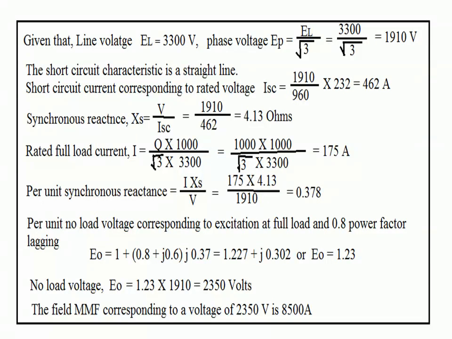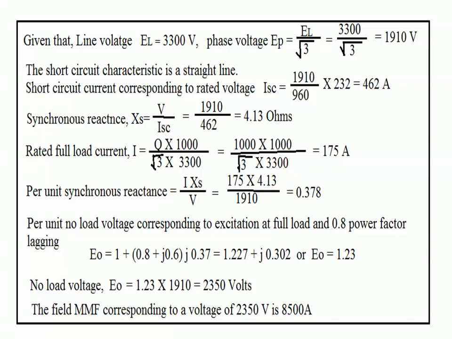Once you know the short circuit current and the rated voltage, you can determine synchronous reactance. Xs equals EP by ISC. Both are rated quantities, giving 4.13 ohms. Then you determine rated current from the kVA rating of the machine and the phase voltage. You can determine the rated value of full load current. Substituting Q and EP values, we are going to get around 175 ampere.